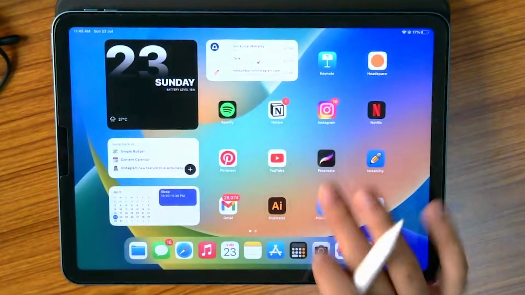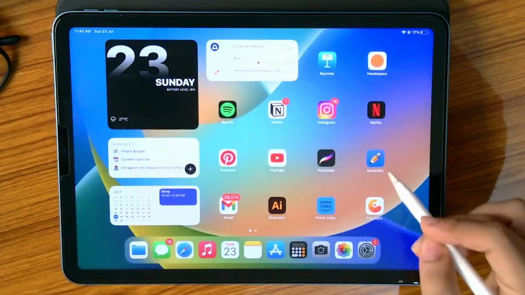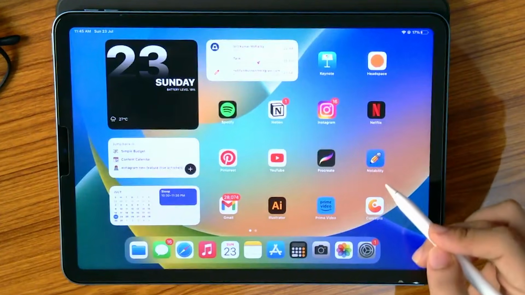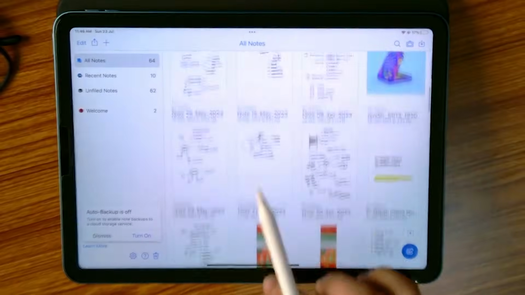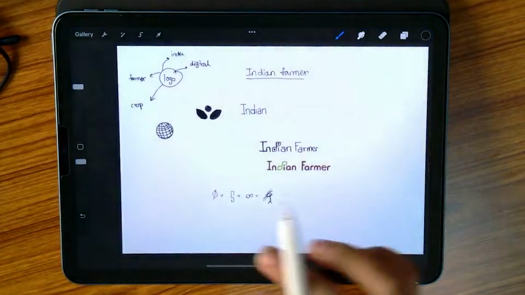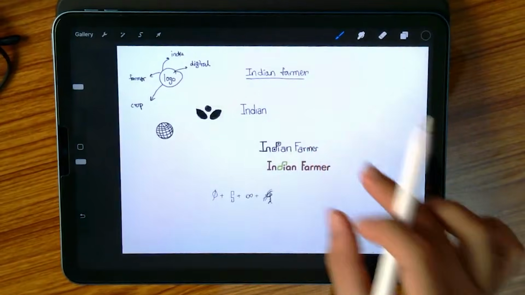After the call, I started ideating. I started with my research work, but I haven't recorded my research work. So let me just show you how I started with the sketches. I use Procreate for my sketches, and I use Notability for all the note taking. If you go here, there are all the notes I have right here. So let's open Procreate. This was the first sketchboard I started with.